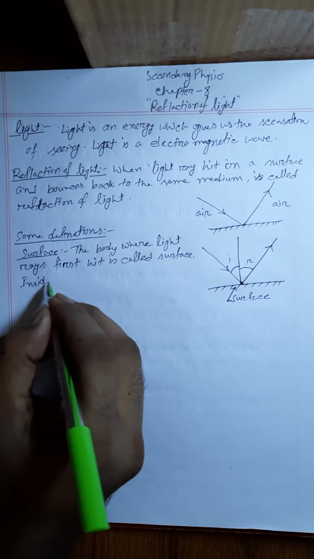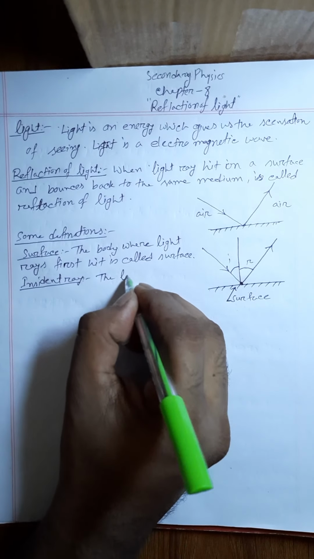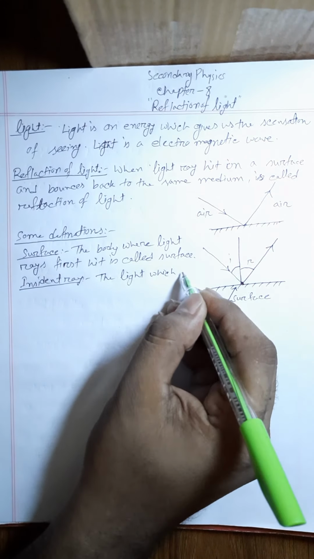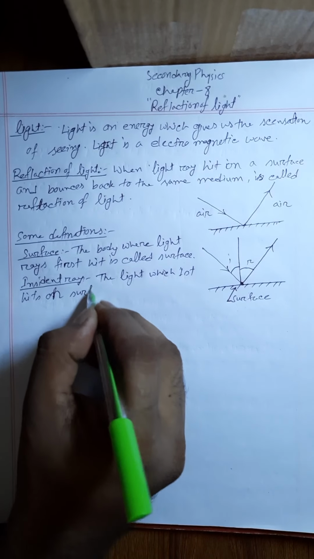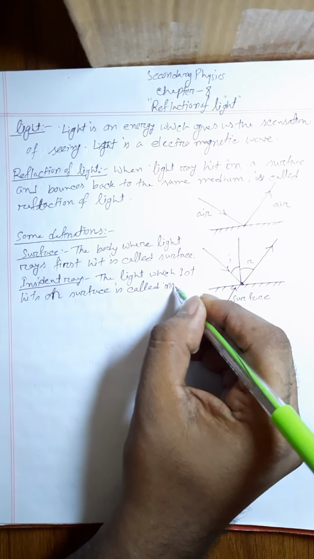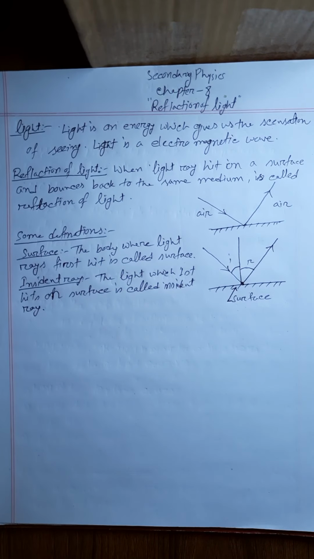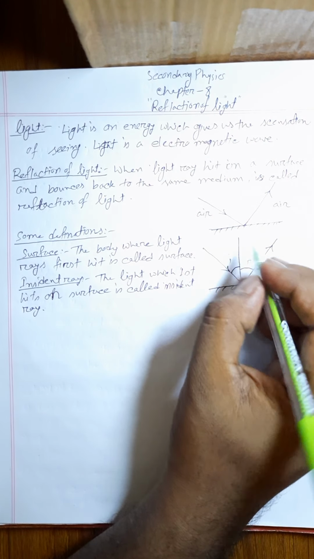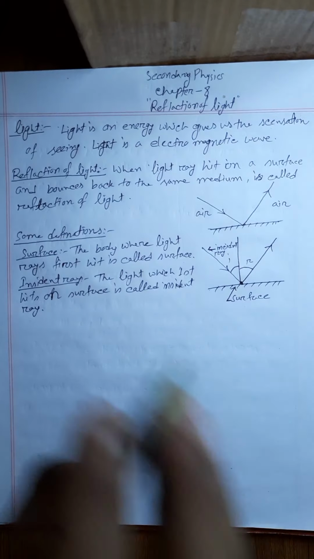Incident ray. A light ray which first hits on the surface is called the incident ray. Then reflected ray.